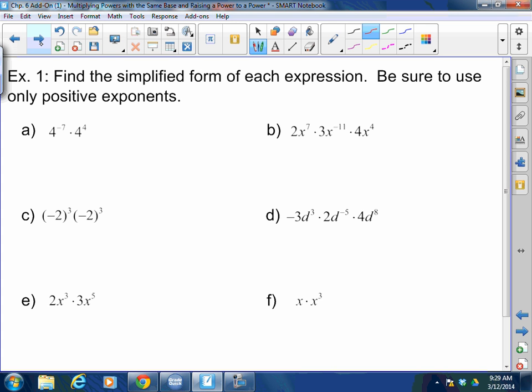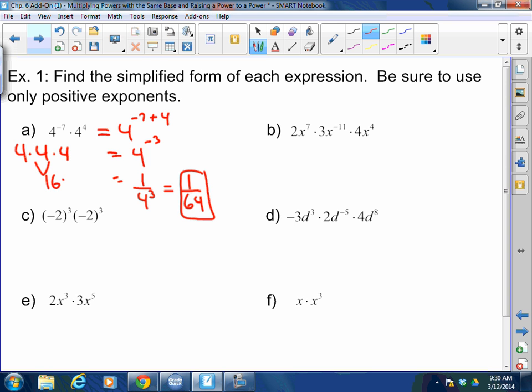1 over 4 cubed. Very good. This is 4 to the negative 7 plus 4, which is 4 to the negative 3, which is 1 over 4 cubed. But go ahead and give it to me all the way, simplified. 1 over 64. My friends, don't get blocked up here. 4 cubed is 4 times 4 times 4. 4 times 4 is 16 times 4 is 64.